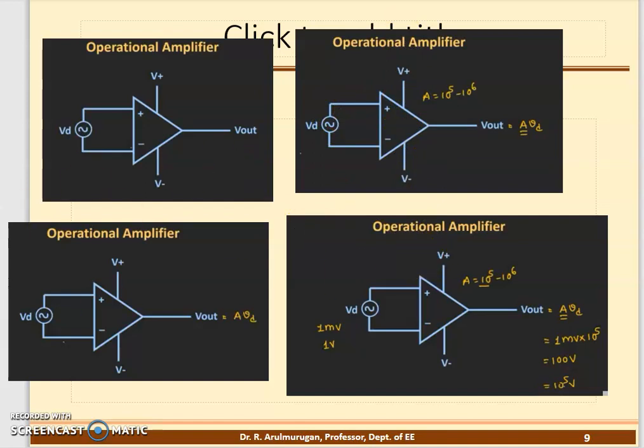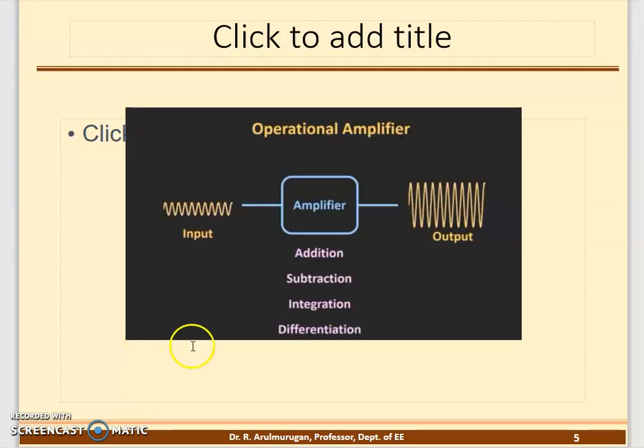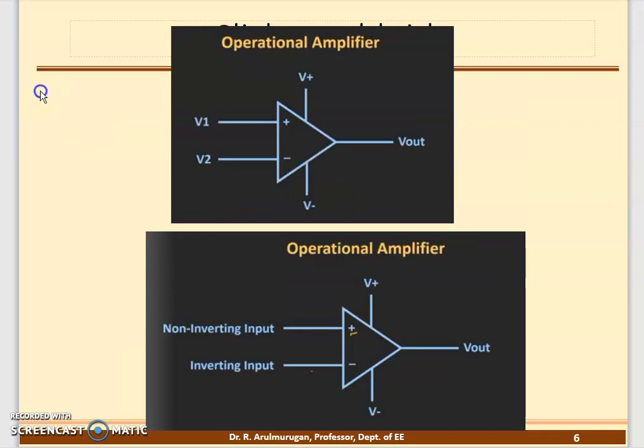Then next, the purpose of the op-amp: addition, subtraction, integration, and differentiation. Like a comparator, it has two inputs and one output. So this is about the purpose, and application wise you will vary it. So this is about the two inputs.